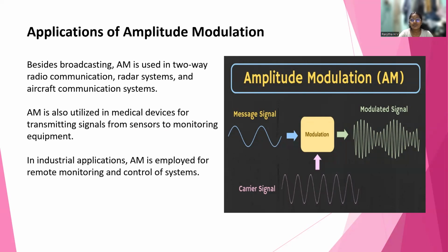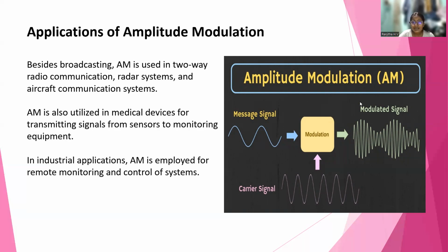Applications of amplitude modulation. Besides broadcasting, amplitude modulation is used in two-way radio communication, radar systems and aircraft communication systems. Amplitude modulation is also utilized in medical devices for transmitting signals from a sensor to the monitoring equipment. In industrial applications, amplitude modulation is employed for remote monitoring and control of systems.